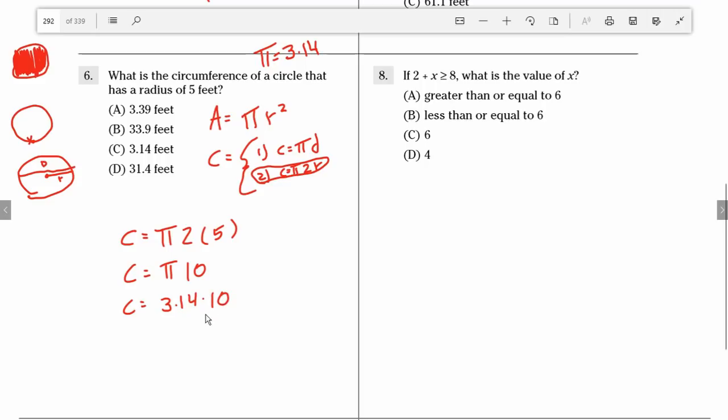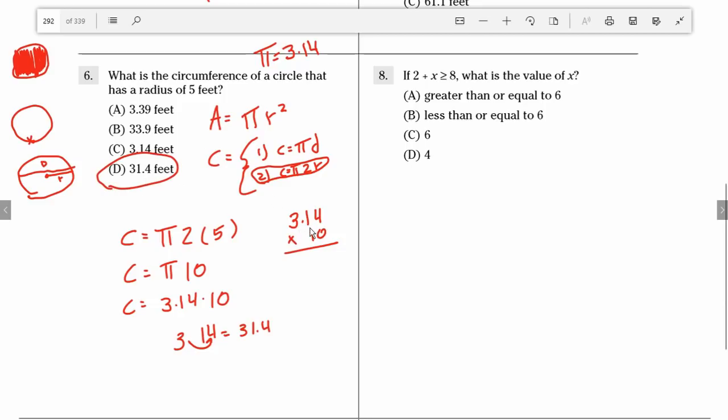Now, there's two ways to do this. You can work it out the long way by doing 3.14 times 10, and I'll show you how to do that. Otherwise, you can just realize that when you multiply something by 10, it shifts its decimal over to the right just one space like this. So this would actually be 31.4, which is right here.